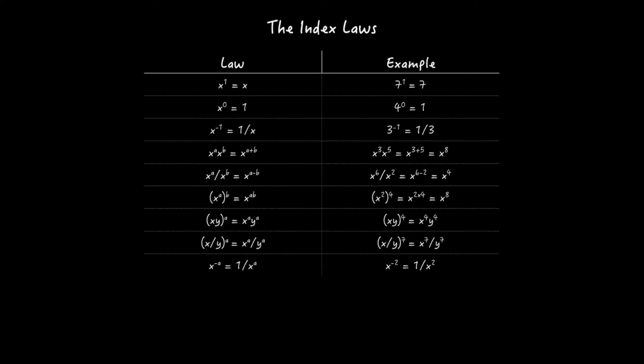The next law is x to the power of a times x to the power of b equals x to the power of a plus b. An example of this is x to the power of 3 times x to the power of 5 equals x to the power of 3 plus 5, which equals x to the power of 8.